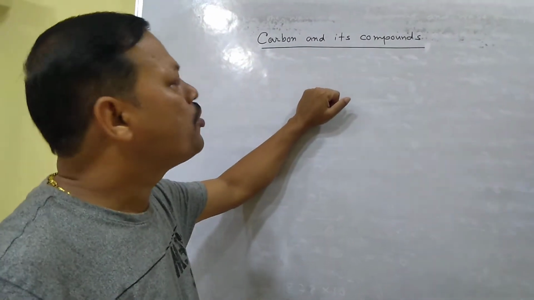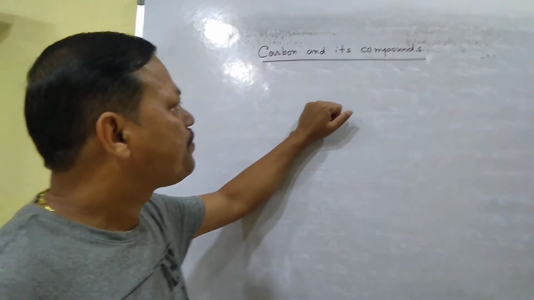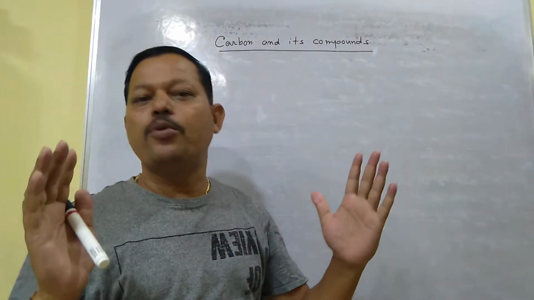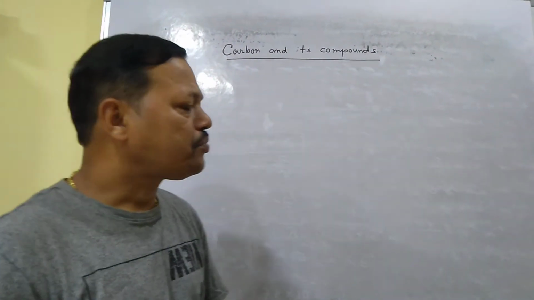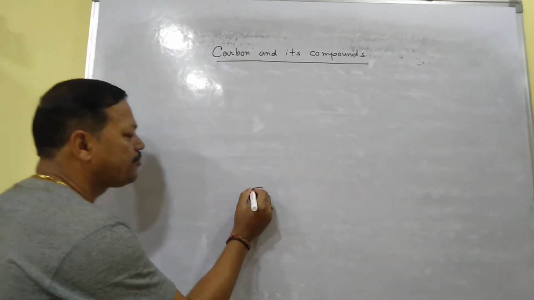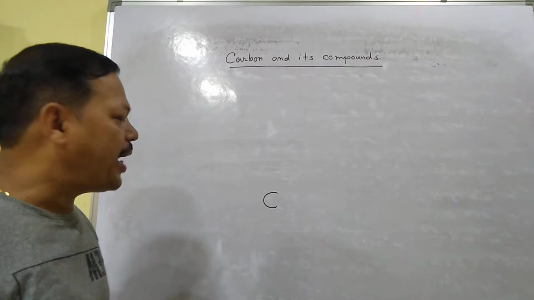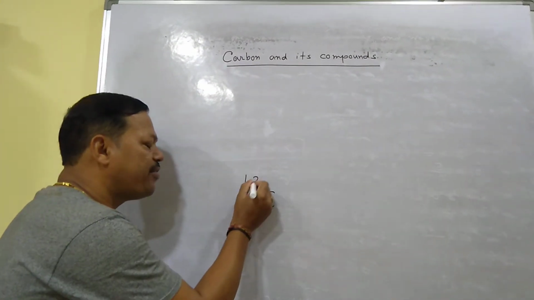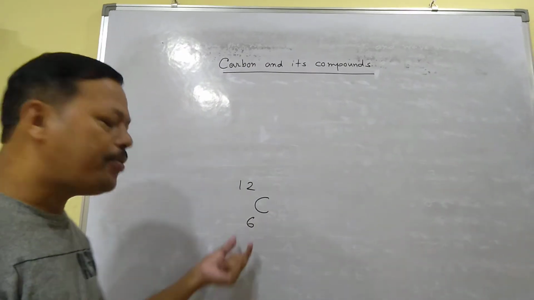Normally carbon compounds are called organic compounds. Before studying its compounds, first you should know about the nature of carbon. As you know, the symbol of carbon is C, its atomic number is 6, and its mass number is 12. I think you know about atomic number.